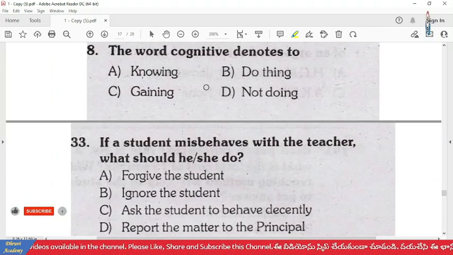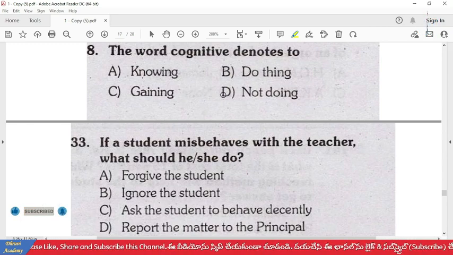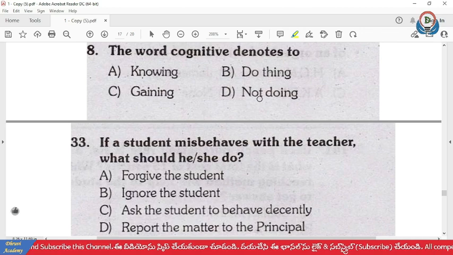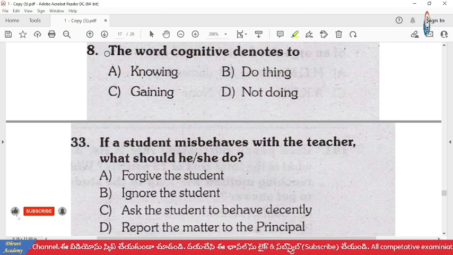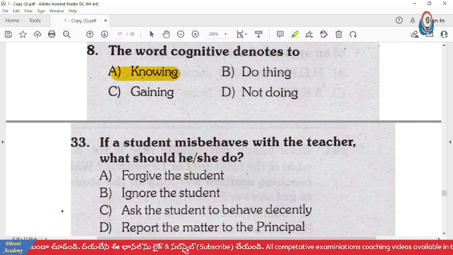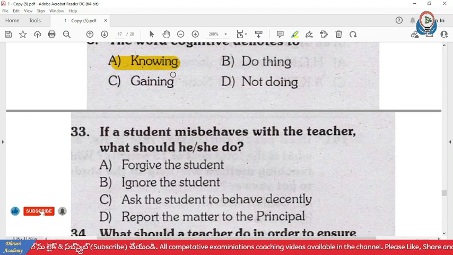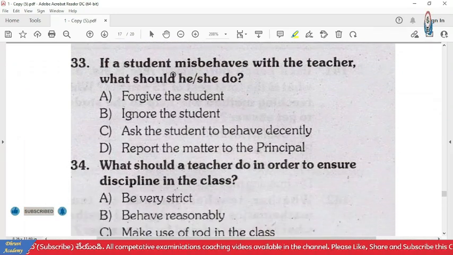The word cognitive denotes A. knowing, B. doing, C. gaining, or D. not doing. Cognitive అంటే knowing, thinking, abilities ఇవన్నీ ఏంటంటే మనకి కాగ్నేటివ్ స్కిల్స్ కింద వస్తాయి. So the answer is knowing.